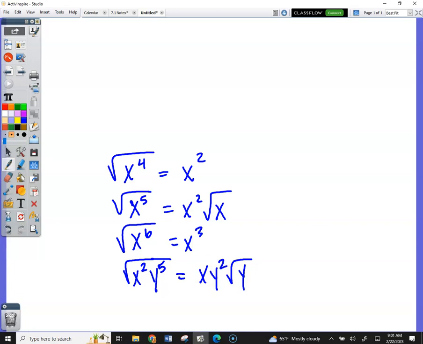It's the same steps over and over. Let's keep going. I'm running out of numbers. Let's see. X to the 9th. Take a second. Don't say it out loud yet. Hold on.